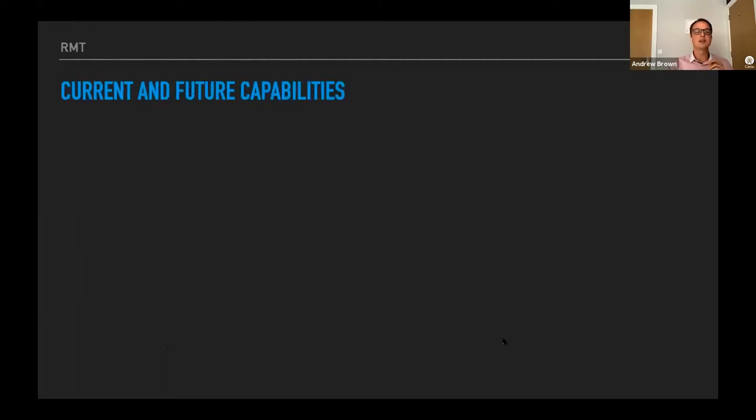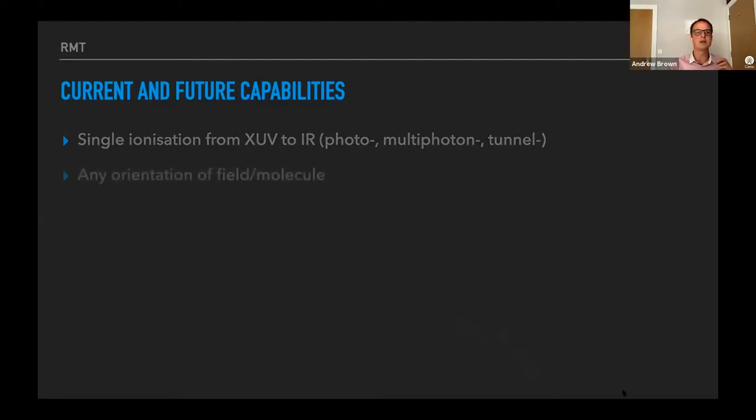So just to finish with, I want to give you a rundown of the capabilities to try and garner any ideas that you might have for what we might do with this. RMT is capable of describing at present any single ionization process, all the way from XUV up to IR. So we can look at inner shell ionization, looking at the correlation effects, Auger decay and all that kind of thing, all the way up to tunnel ionization. We've gone up to 2.8 microns.